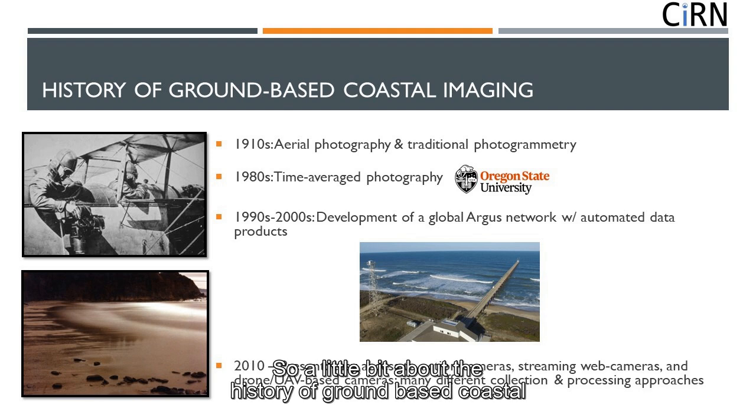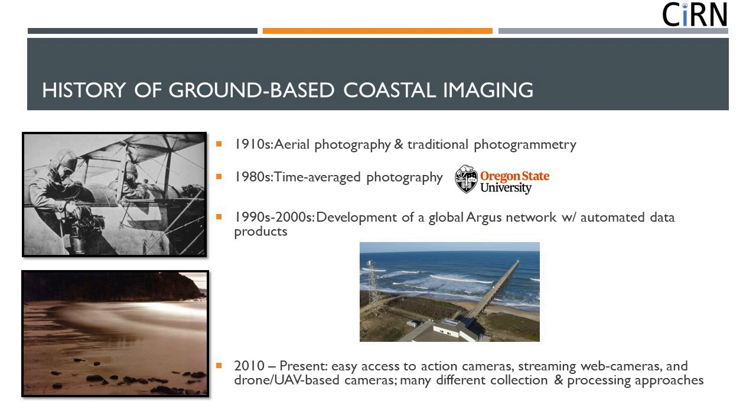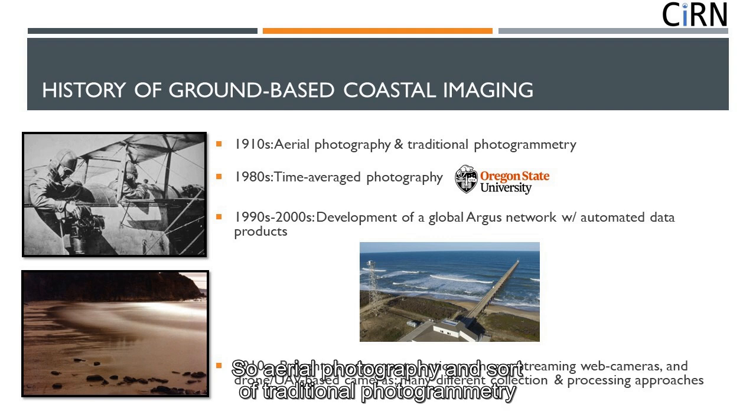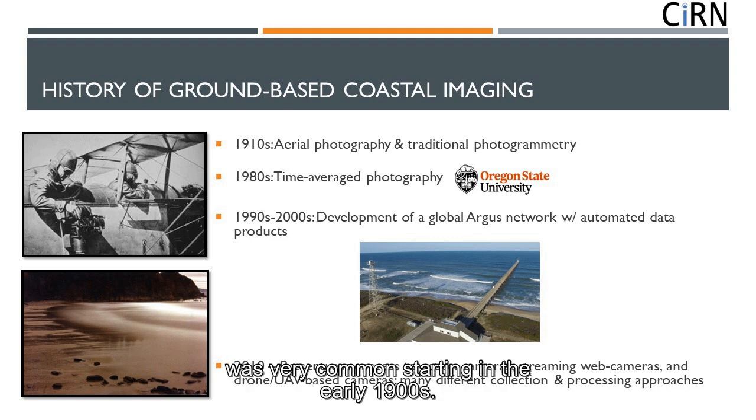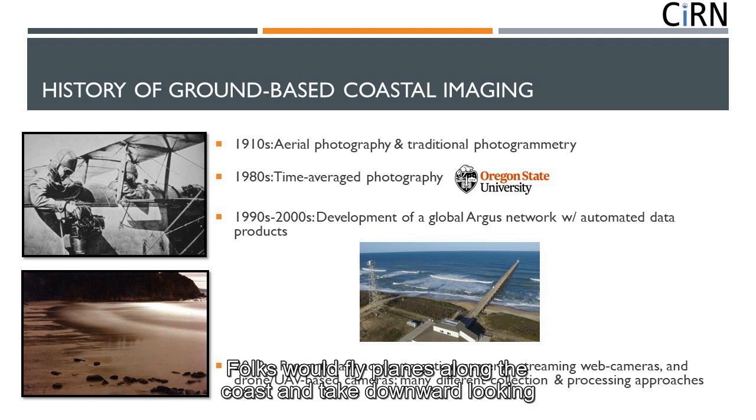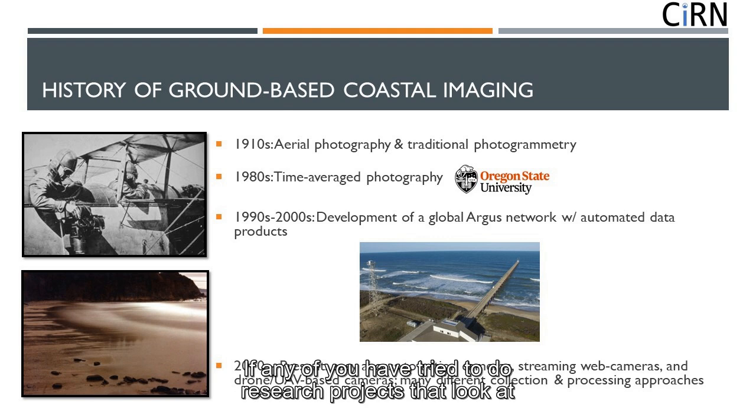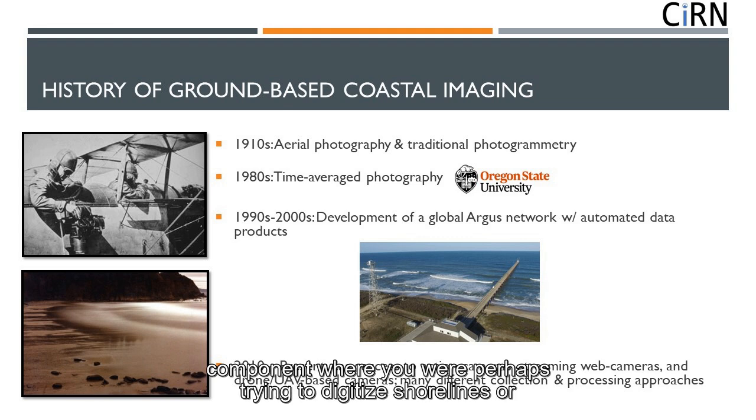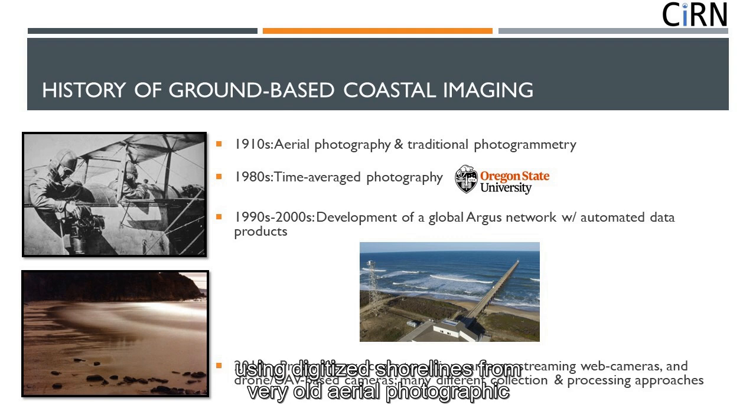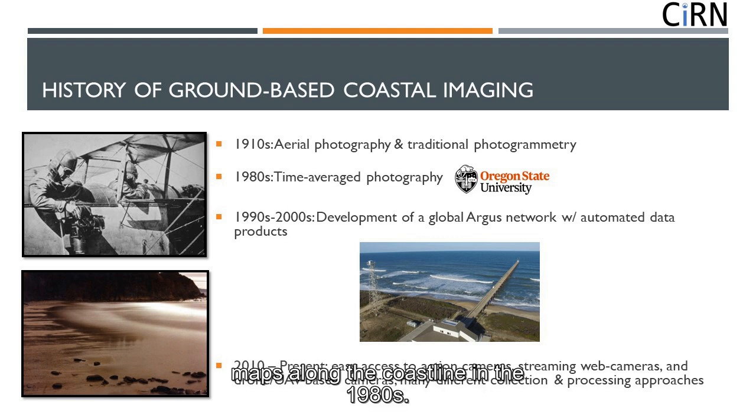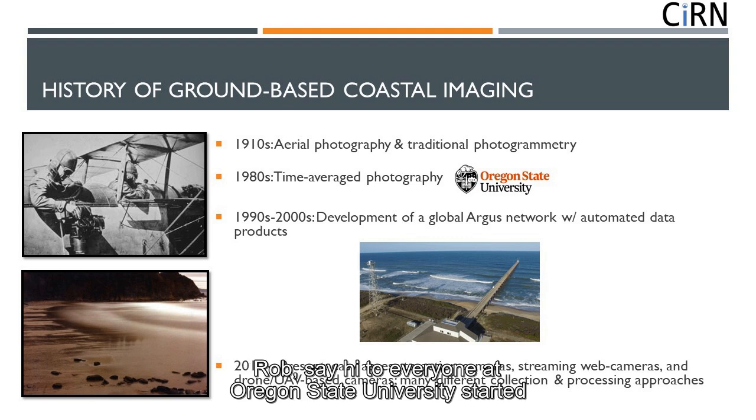So a little bit about the history of ground-based coastal imaging. Aerial photography and sort of traditional photogrammetry was very common starting in the early 1900s. Folks would fly planes along the coast and take downward-looking pictures. If any of you have tried to do research projects that look at long-term shoreline change records, I'm sure there was a component where you were perhaps trying to digitize shorelines or using digitized shorelines from very old aerial photographic maps along the coastline.